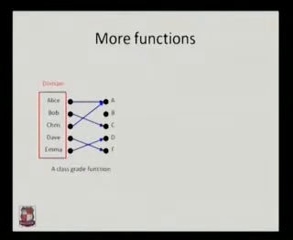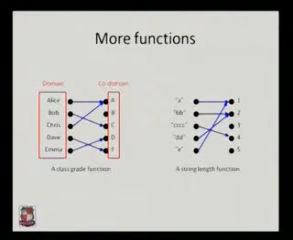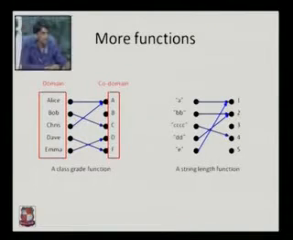This is the domain, this is the codomain, and if we look at one more example, this is a string length function. Here also this is a function, because each element of set A is connected with a unique element of set B. So this is also a function. These are two more examples of functions for better understanding.